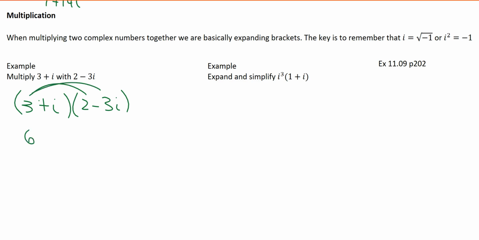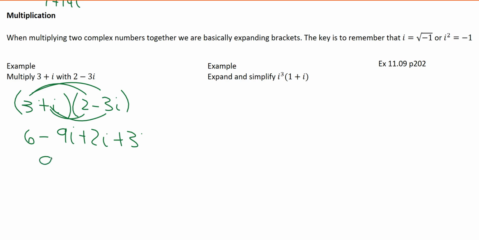6 minus 9i plus 2i minus 3i squared. What can I do now? The i squared is -1. So this here is now -1. So that now becomes +3, does it not?